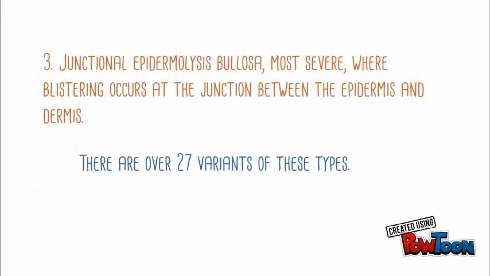The third type of EB is junctional epidermolysis bullosa, where blistering occurs at the junction between the epidermis, the top layer, and the dermis, the second layer. This is the most rare along with the most severe form of EB, accounting for 5% of all EB cases.